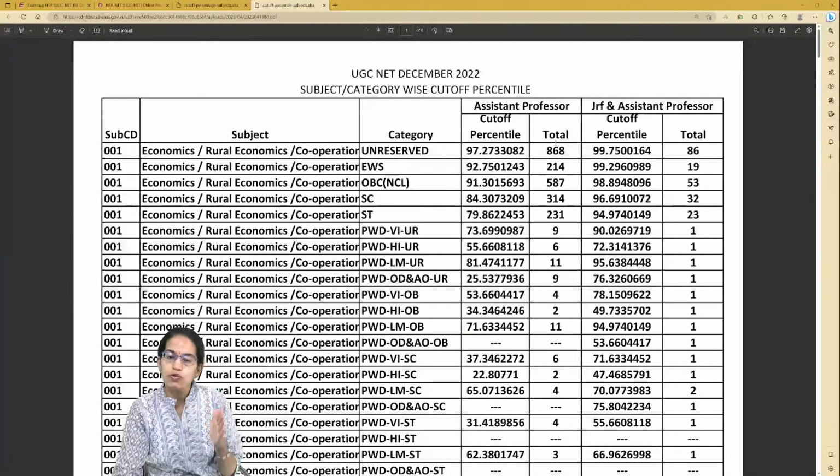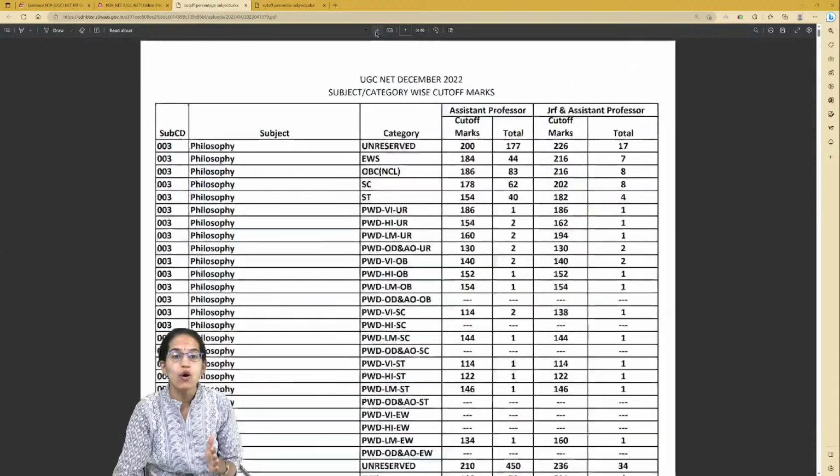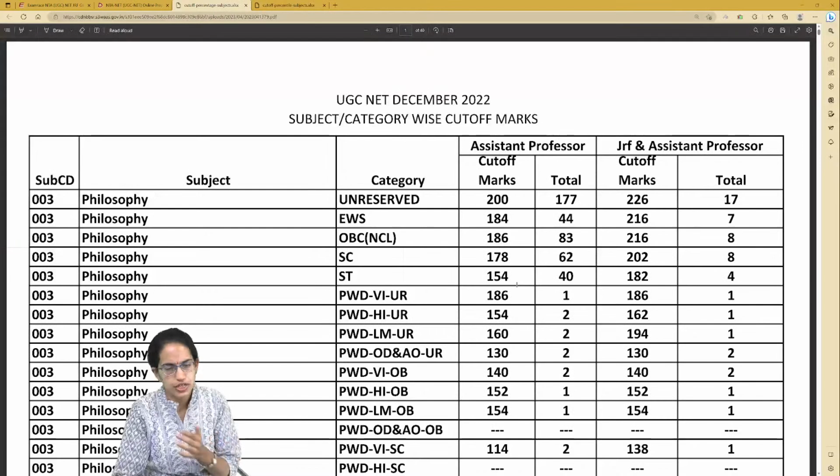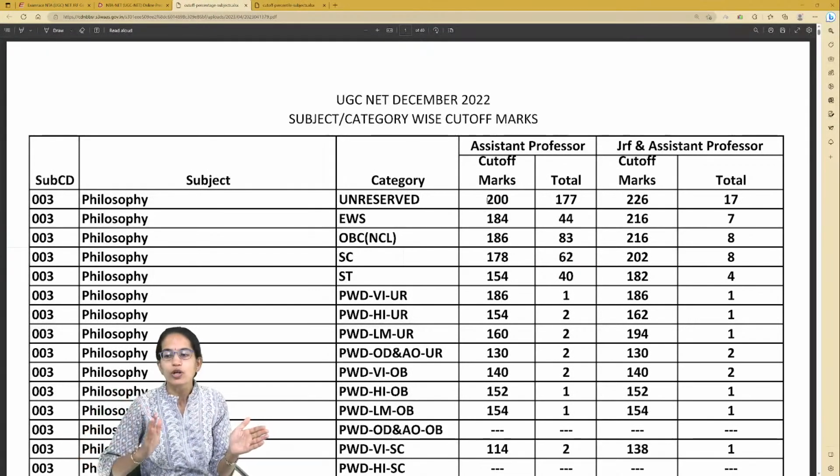Now, do you need to go for the cutoff percentile? I would recommend it's a good idea to go for the cutoff marks. Again, these cutoff marks are not sufficient in themselves. For example, for philosophy unreserved, in the first list, the assistant professor cutoff is 200. Paper 1 has 50 questions, paper 2 has 100 questions, with 2 marks for each question. So 100 marks for paper 1 and 200 marks for paper 2, which is your optional subject, philosophy in this case. So the total is 300 marks.